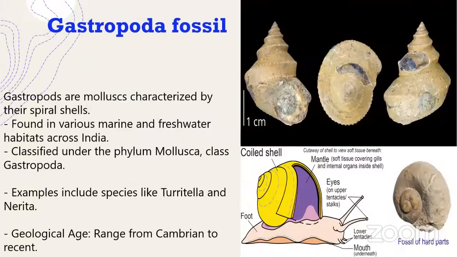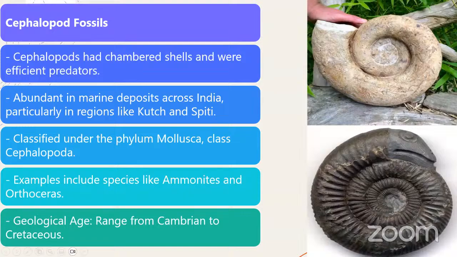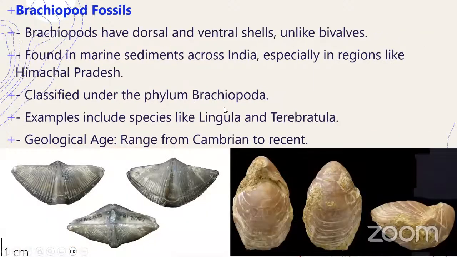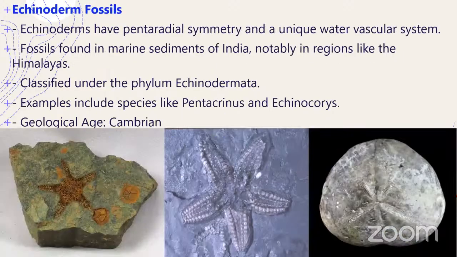Here you can observe a spiral. Here you have a spiral or ring-like structure. And here you can observe bivalves with a hinge. In brachiopods, you can observe dorsal and ventral shells, unlike bivalves. Next, echinoderms have pentaradial symmetry and a unique vascular system.